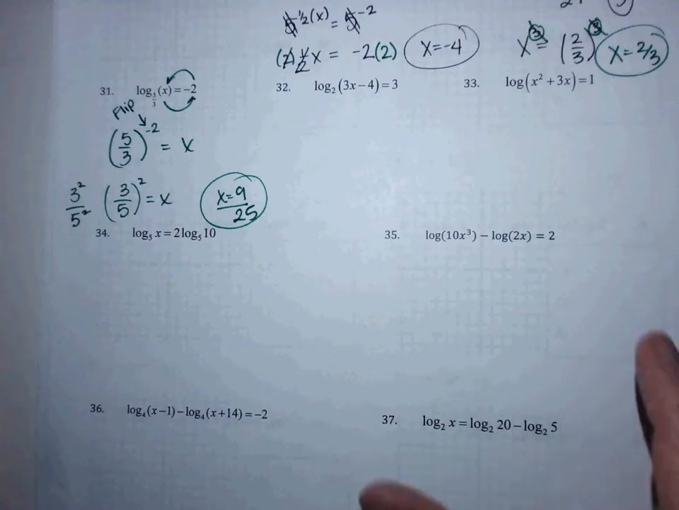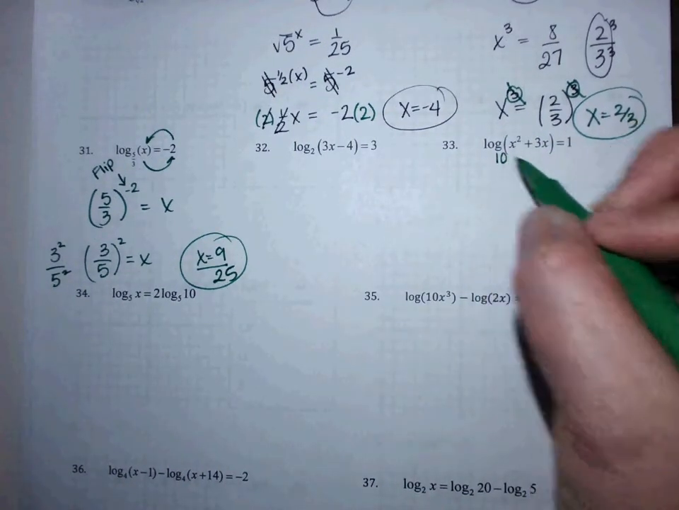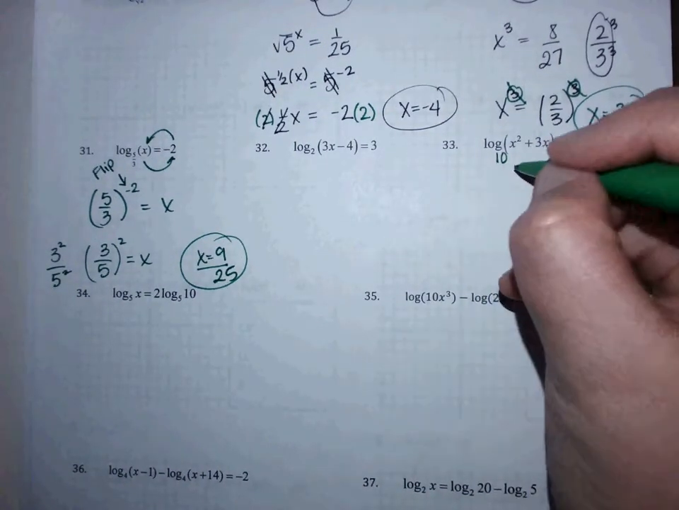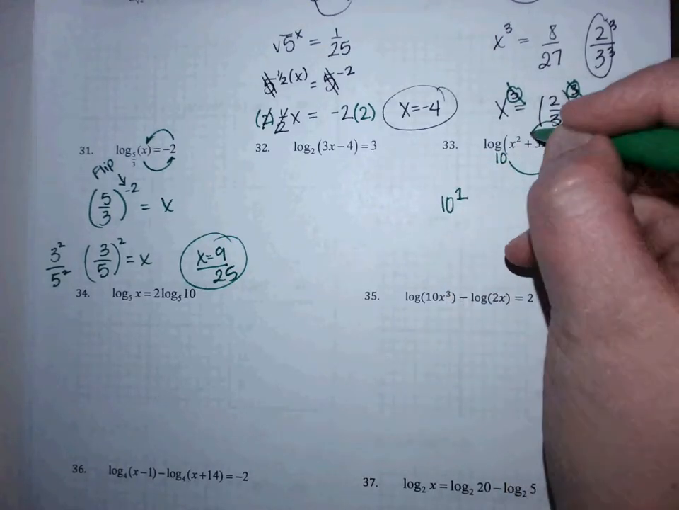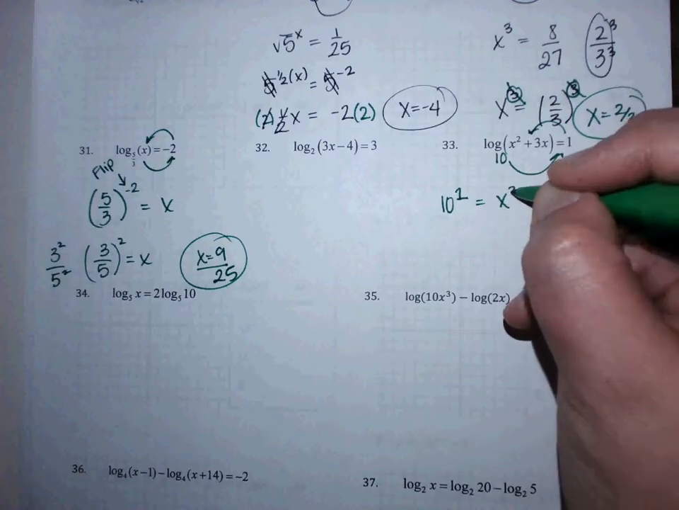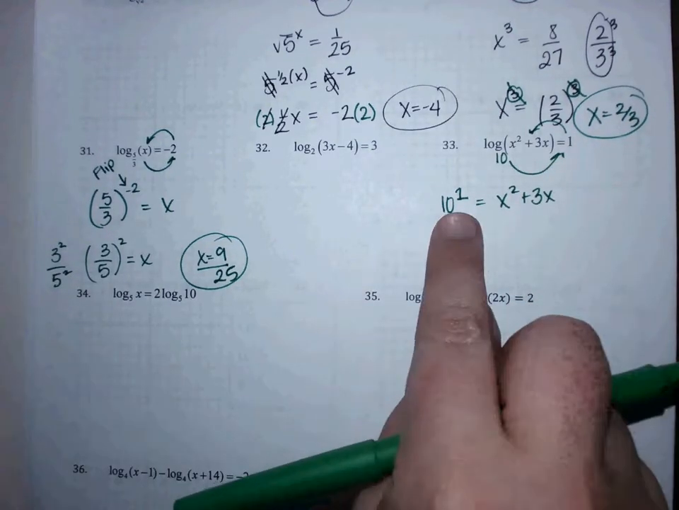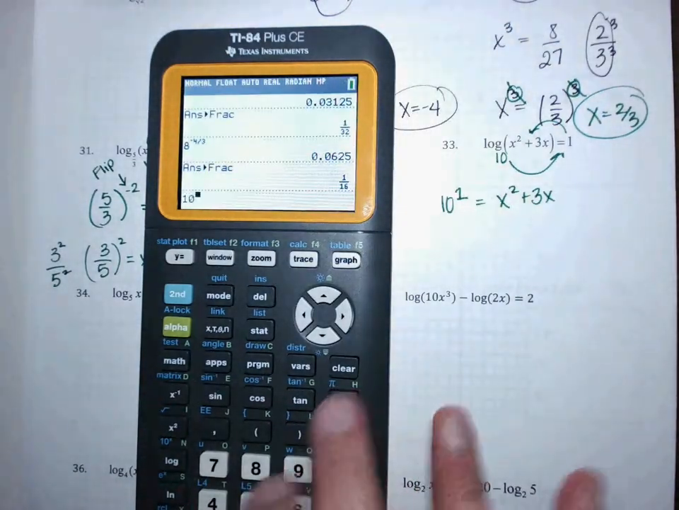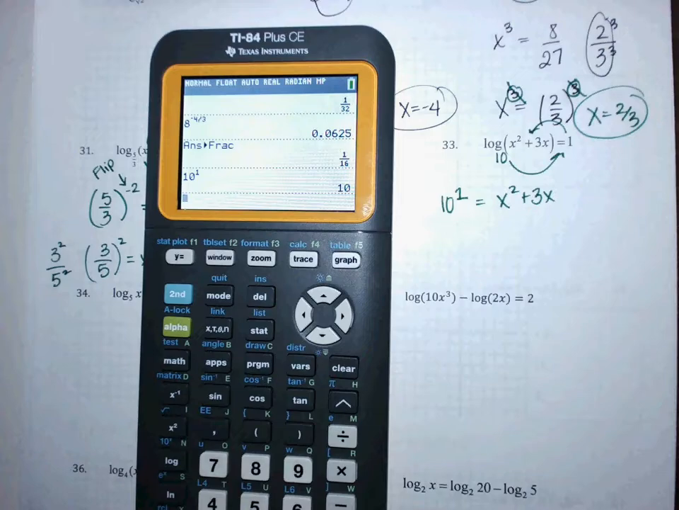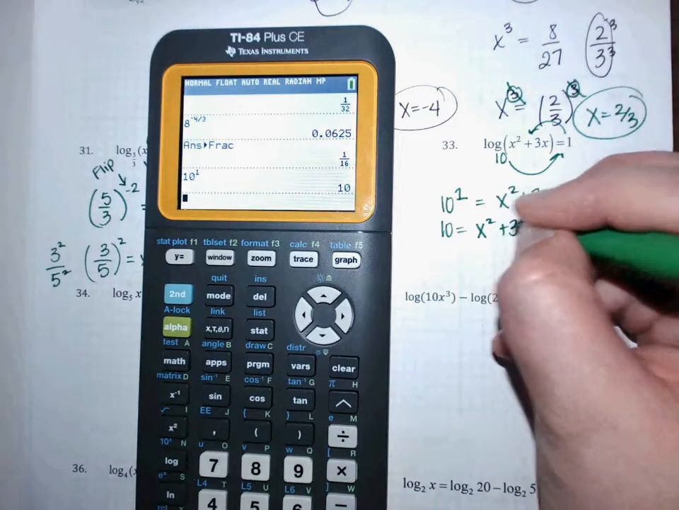Alright, next one, take a look at number 33. My base here is missing, that means it must be a base 10. Then I'm going to do 10 up to the 1, bring it back around equals x squared plus 3x. Hopefully you remember 10 to the 1 is really just 10. But if you're not sure, your calculator will remind you that's really just a 10. So I have 10 equals x squared plus 3x.